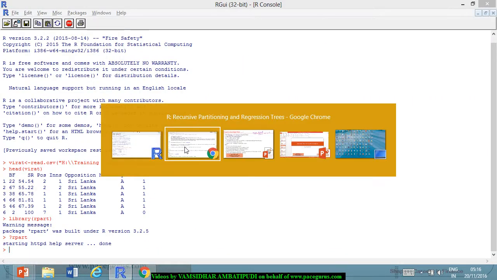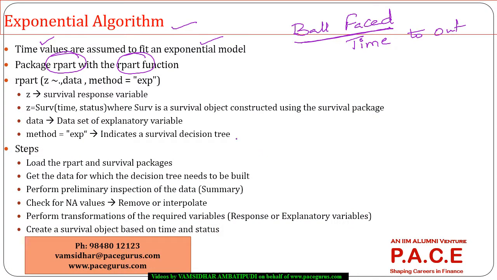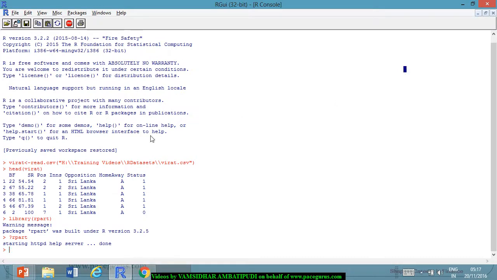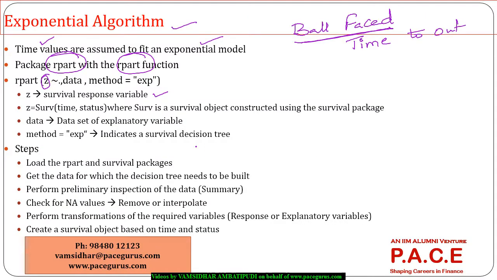All right, so let me go back. Here are the few things that I have to mention. One, Z is a survival response variable, so it should be survival related. But in our data, we don't directly have a survival variable. We have two columns. One is the ball space and two is the status. So basically, one is the time to event data, two is the status of the event. These two put together will create a survival object.